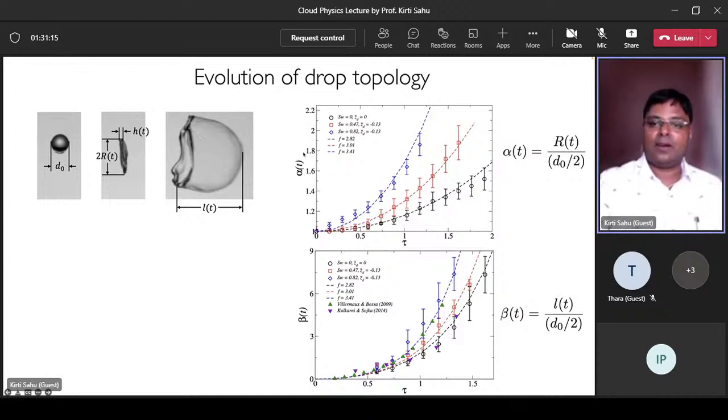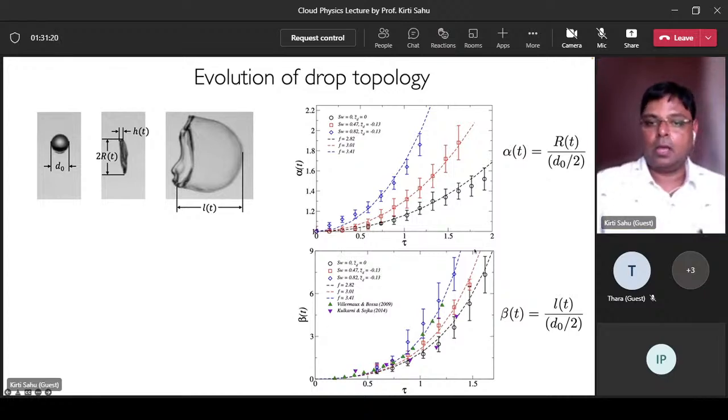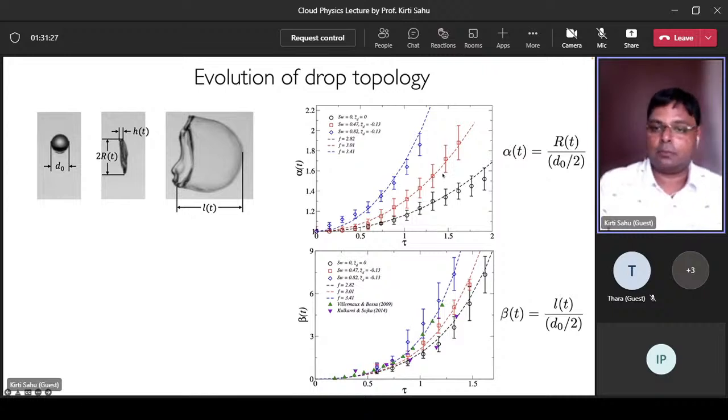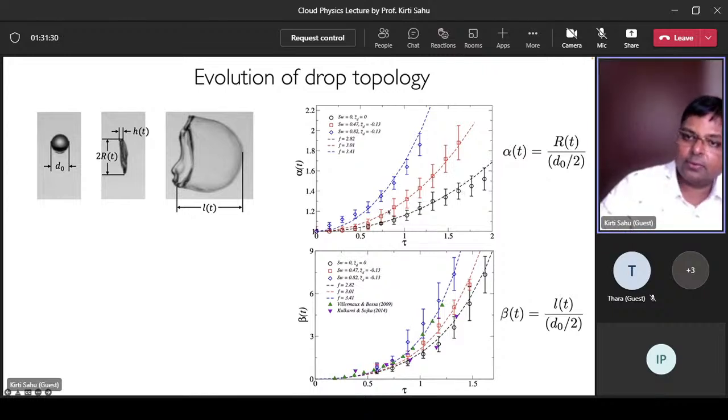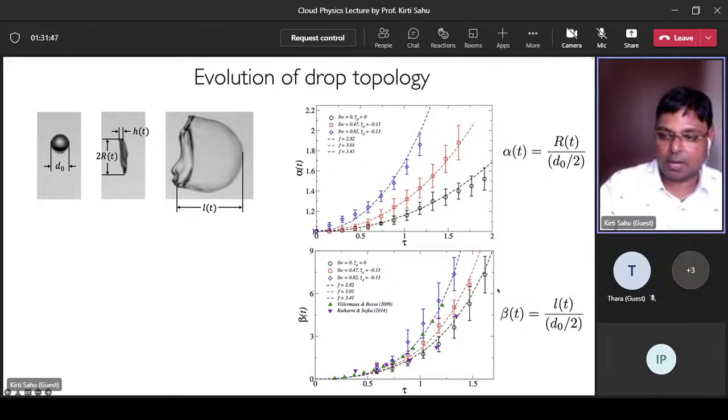Here we have plotted alpha versus non-dimensional time, and beta versus time, and you can see these points with error bars essentially show our experimental results, and this dashed line shows the results obtained from theory. And you can see that for swirl number 0, swirl number 47 and 48, all the results match very well with the theoretical predictions. Same thing happened for beta also.